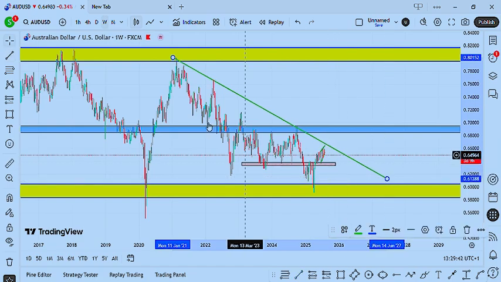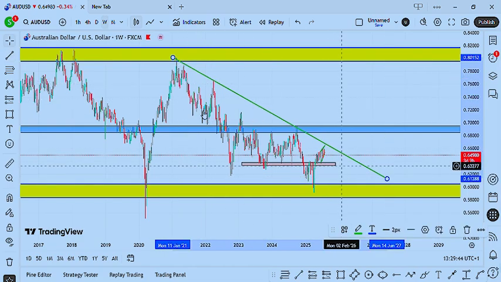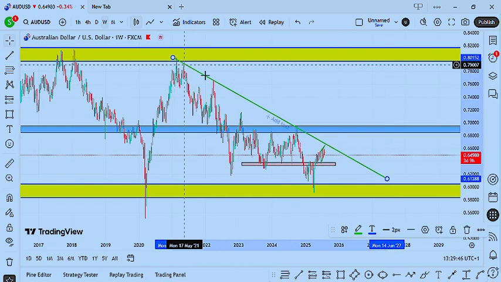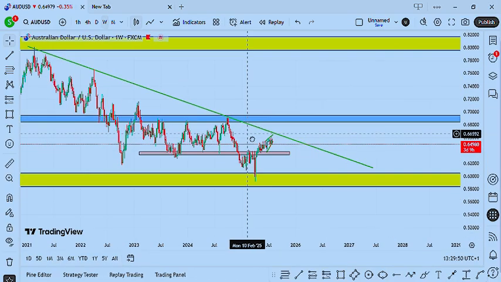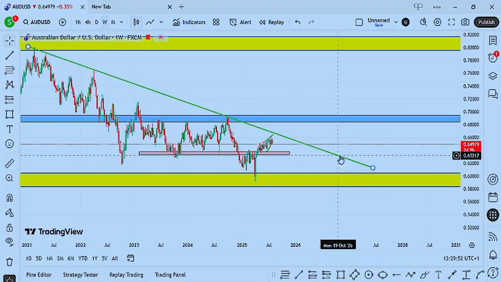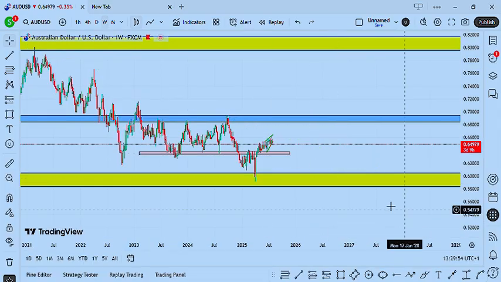So this trend line has been acting as a strong resistance. First touch, drop. Second touch, we drop. So this is a third touch right now. The market is dropping, so this trade is pointing towards the downside.